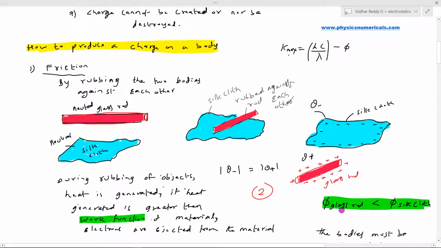So when I check, the work function of the glass rod is less than that of the silk cloth. That is the primary reason. So what is the work function? It means when will electrons get ejected from a body? When the energy of an electron is greater than the work function, that electron will get ejected from the material of the body, means it will jump out of the material.